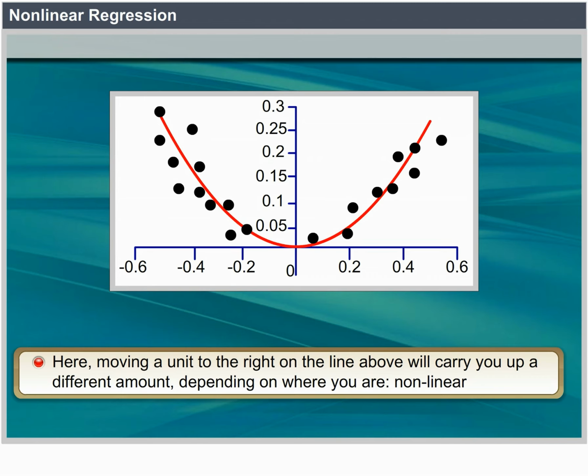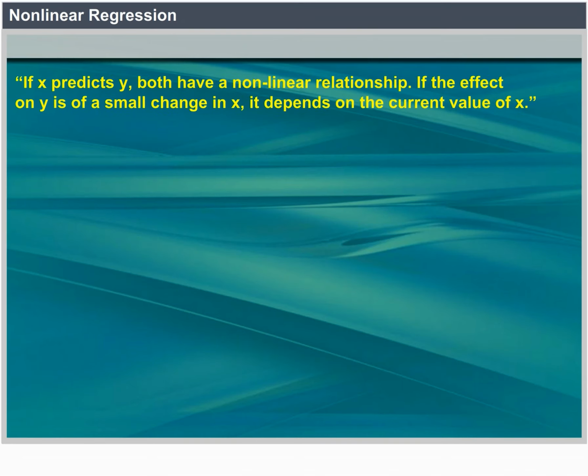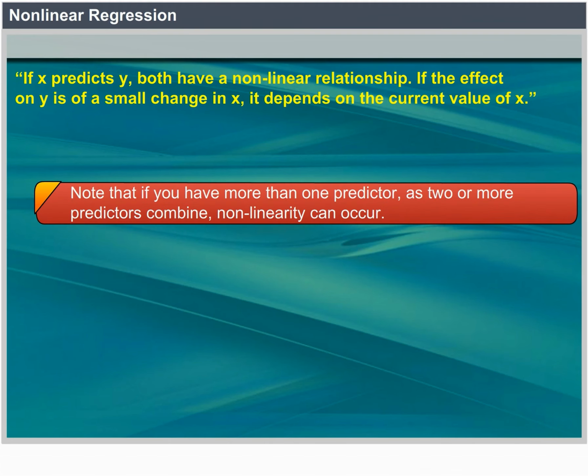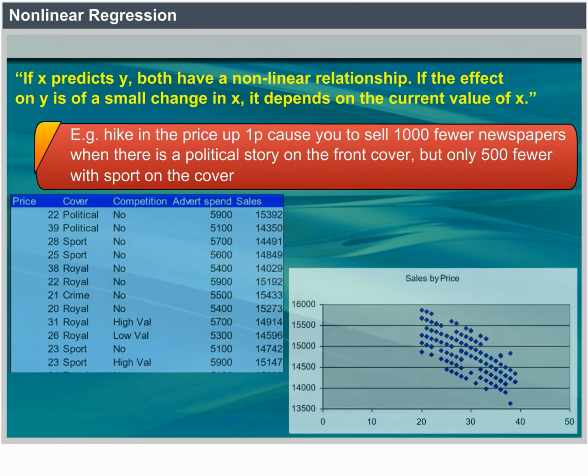If x predicts y, then they have a nonlinear relationship if the effect on y of a small change in x depends on the current value of x. Note that if you have more than one predictor, nonlinearity can occur as 2 or more predictors combine. For example, putting the price up by 1p will cause you to sell 1,000 fewer newspapers when there is a political story on the front cover, but only 500 fewer with sports on the cover.